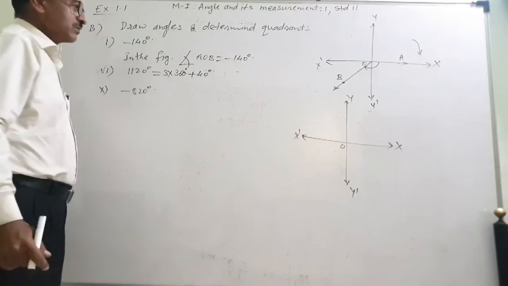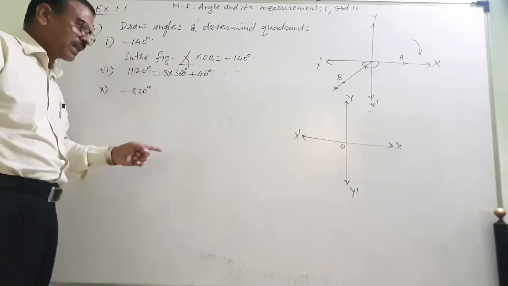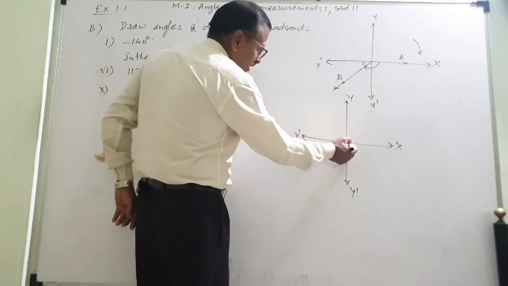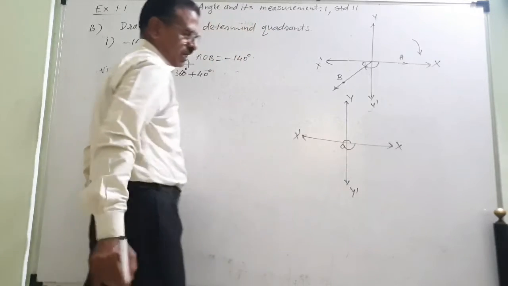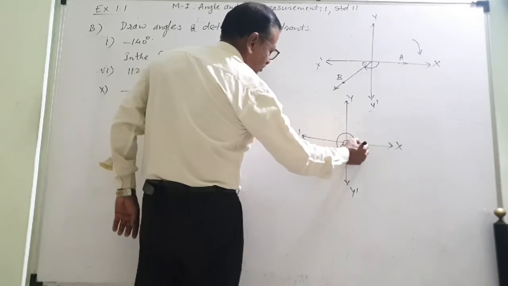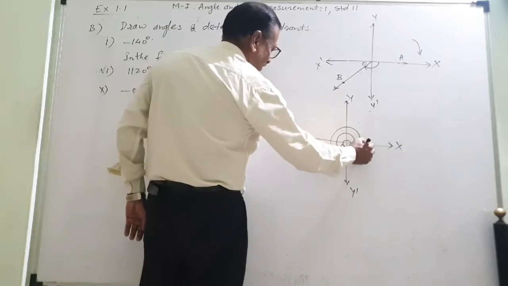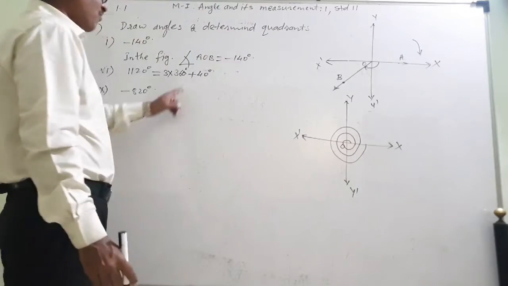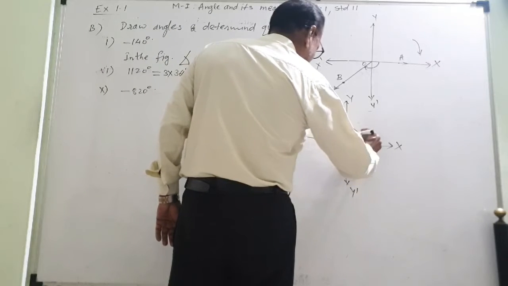So for 360, I have to rotate 3 times in the positive direction. See this, this is 360, one time I have rotated. Two times I am rotating, this is two times. Three times I am rotating, this is the third time. And another 40 degrees, so it will be like this.